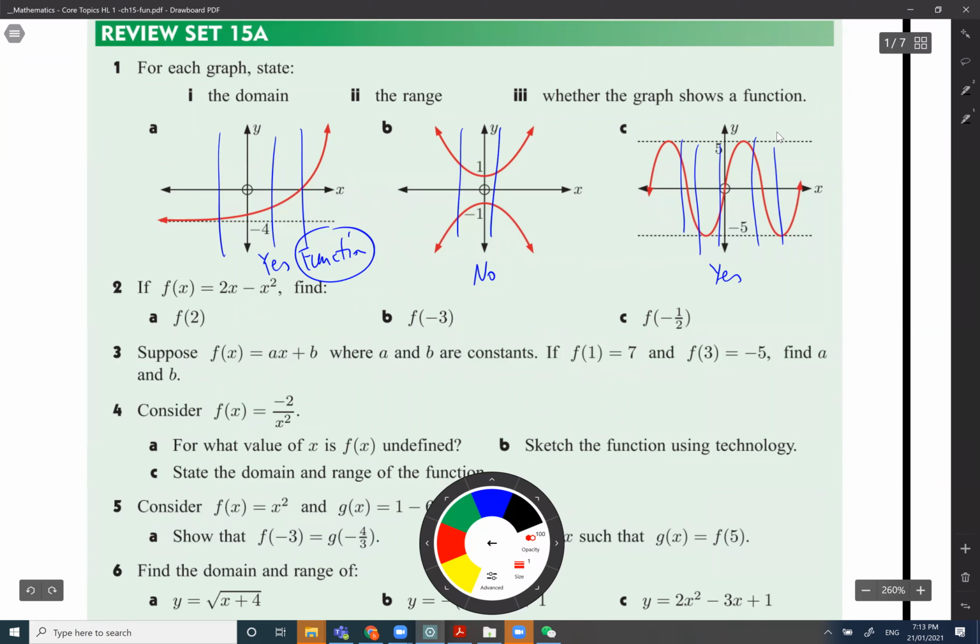And for part A, it is 1-to-1. They didn't ask you. This is many-to-1. Why is it called many-to-1? You can have a look. Any y value here, any y value here. We got 1, 2, 3, 4 x values. They are x values related to one y value. So many-to-1.